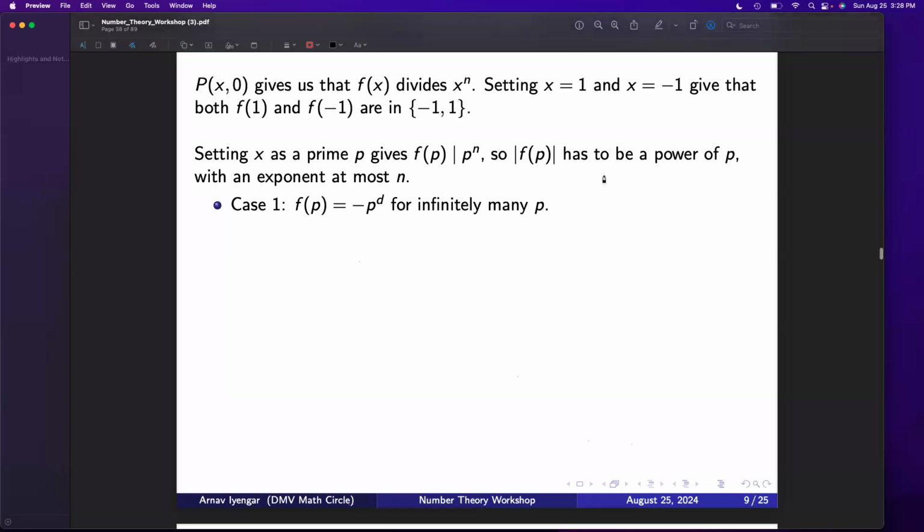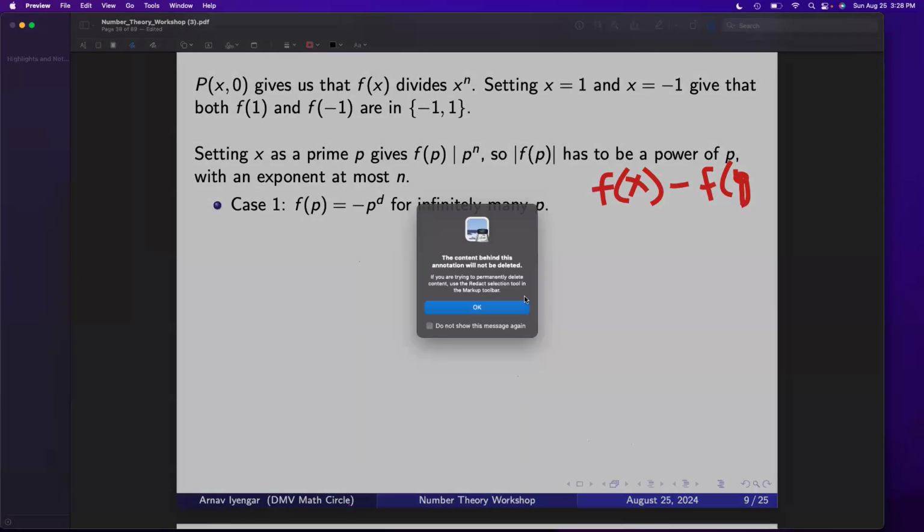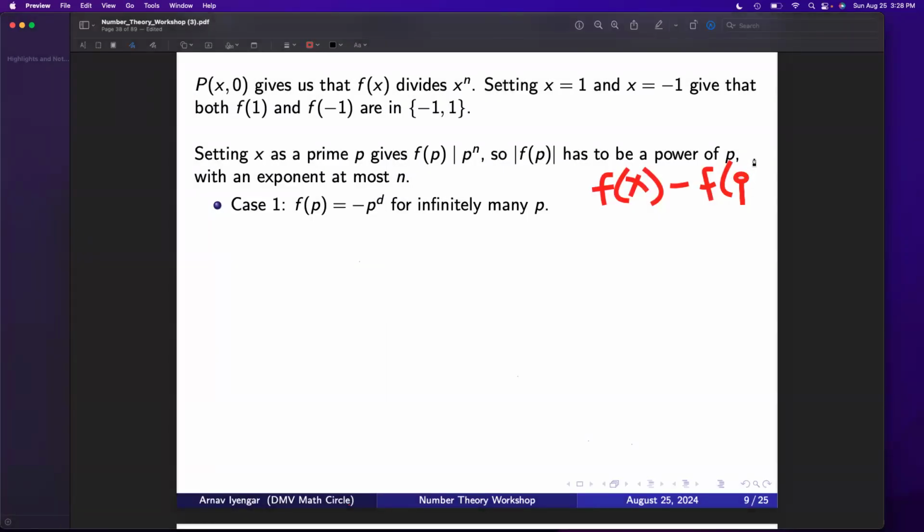For reference, I can write down the equation here so people can see it, though it's not going to be that neat. So f of x minus y has to divide x to the n minus y to the n.